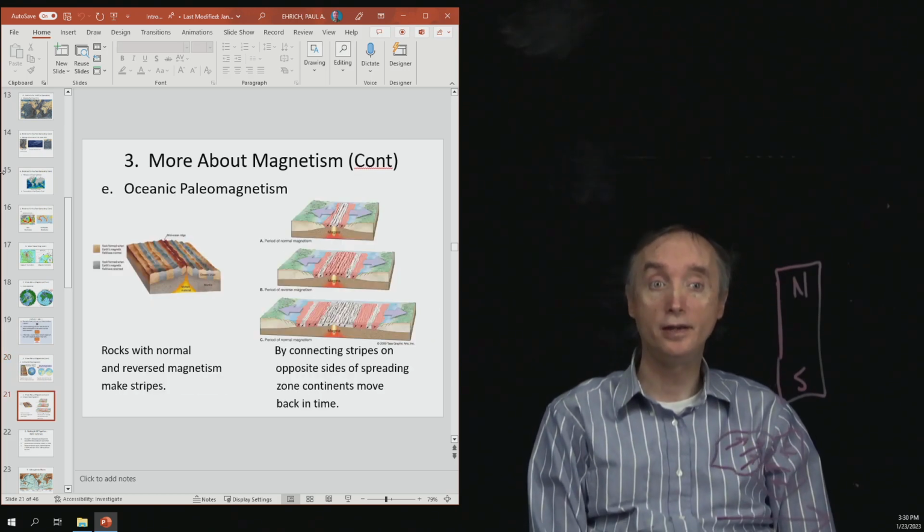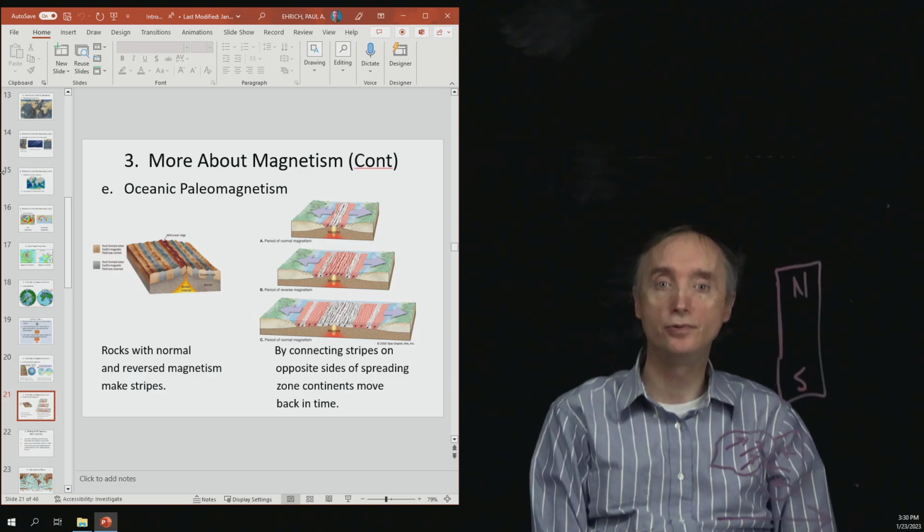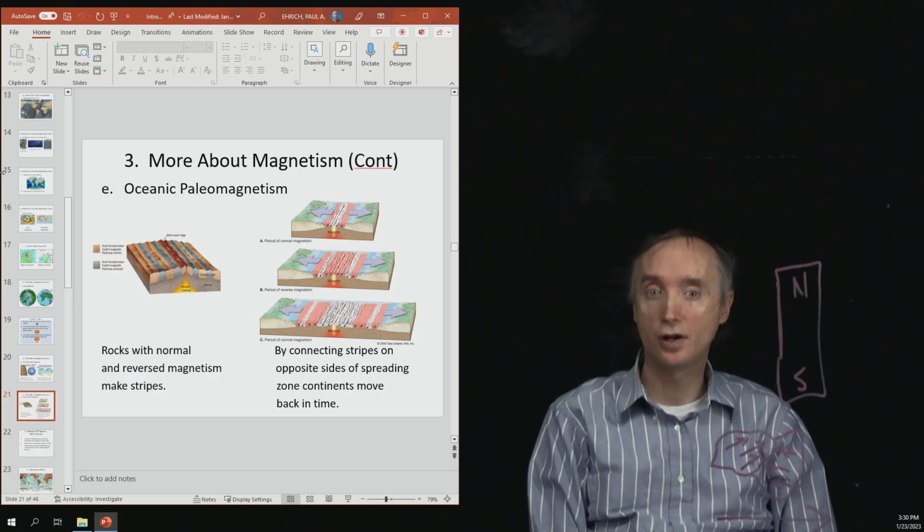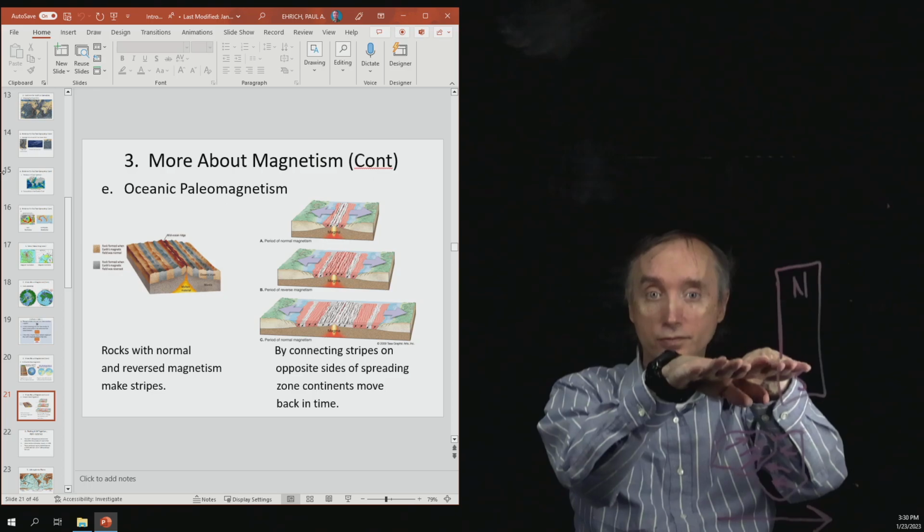Okay, we're going to take a break, and when we come back, we're going to use magnetism to show that the ocean spreads.